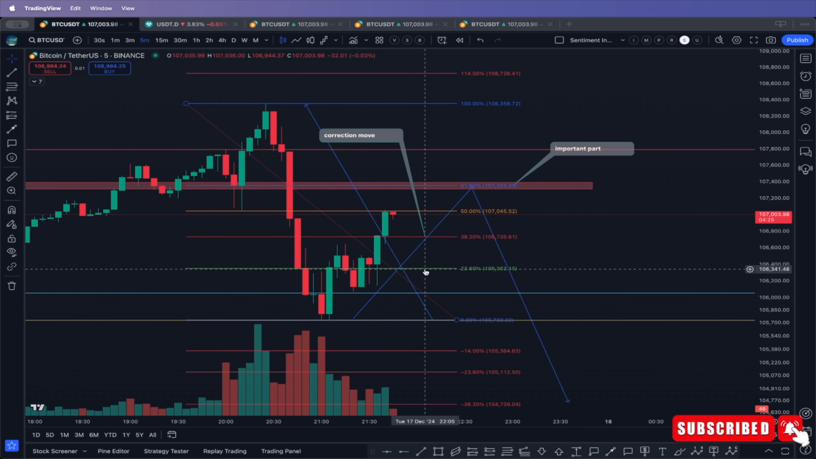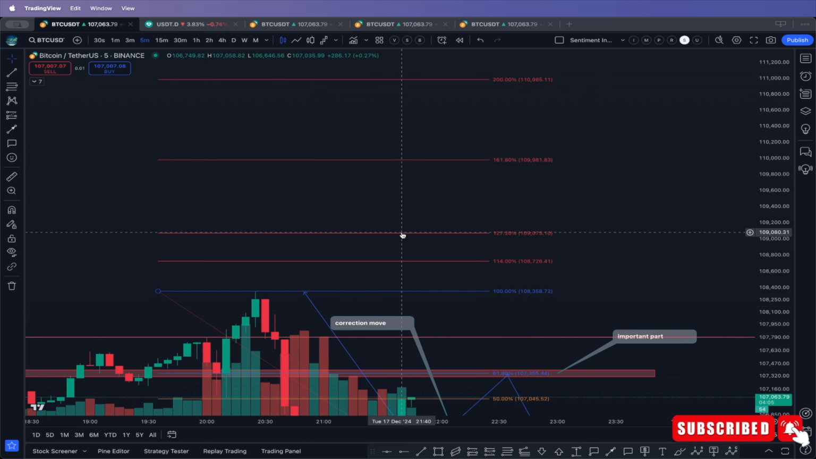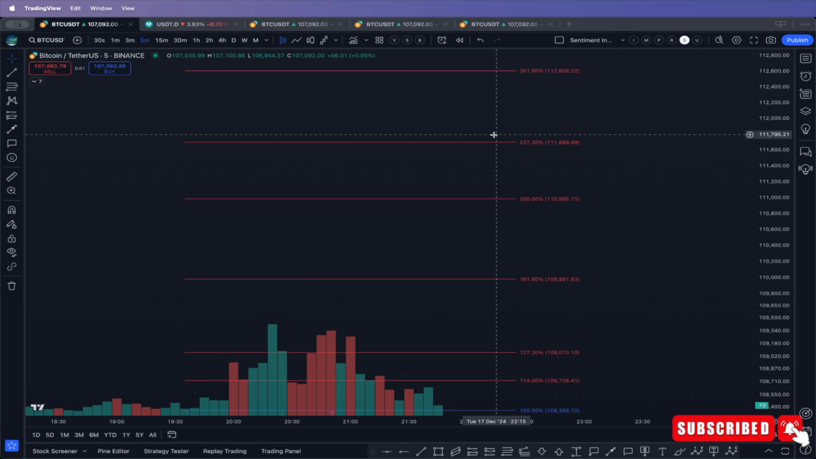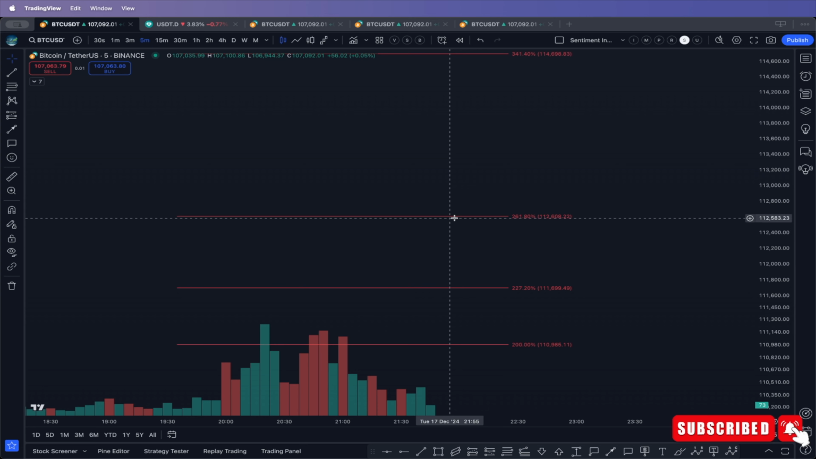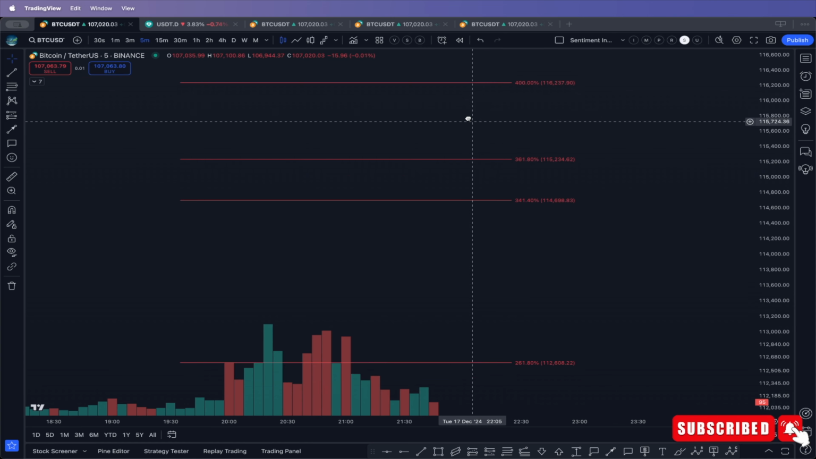So when you buy or sell from 23.6%, this should be your first target. And then see how price reacts on this level. If it continues, then these are the further levels. 78.6%, this is the level normally achieved. 161% probability is like 30 to 50%. When the trend is solid, we see 227%, 261%, and sometimes beyond that, 361% or 400% as well.